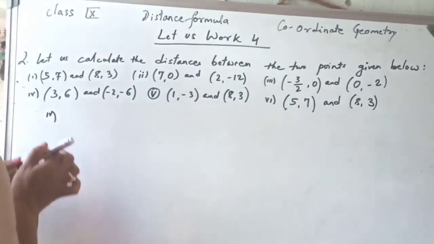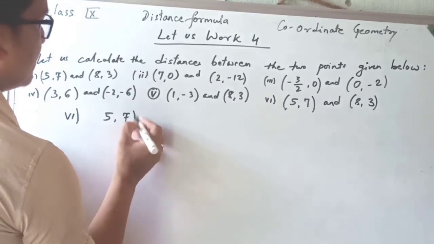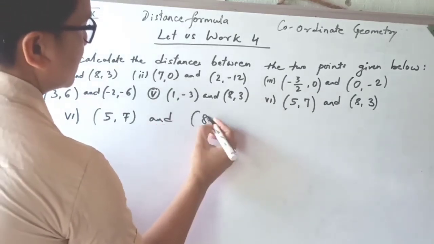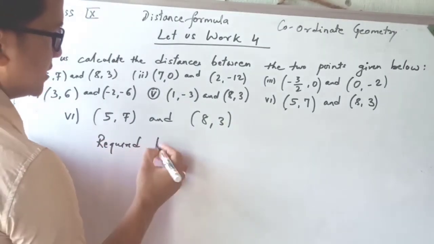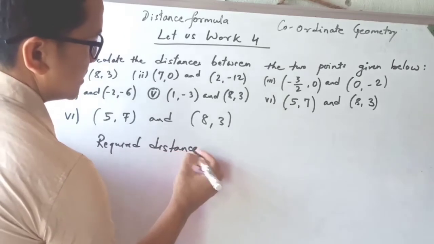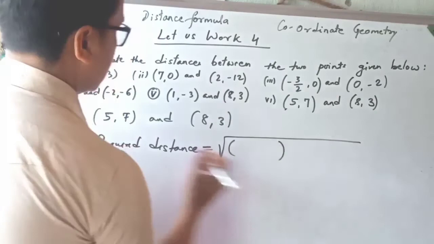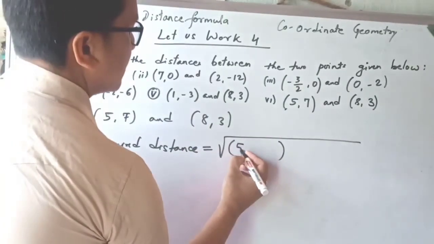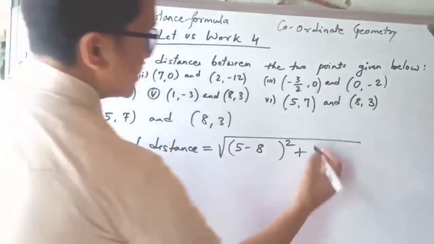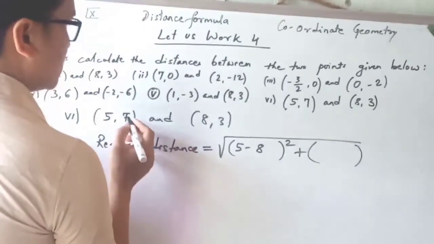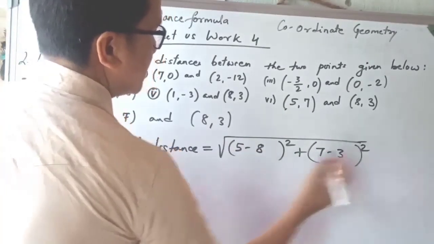Now we are going to do question number 6, which is 5, 7 and 8, 3. First of all, we have to write the required distance. Required distance will be equals to, we have to write the square root, and first we have to subtract 5 and 8. 5 and 8 we have to subtract, we have to write square, and then we have to write plus, and in the next step we have to do subtraction of 7 and 3. 7 and 3 will be subtracted, and we have to write square.